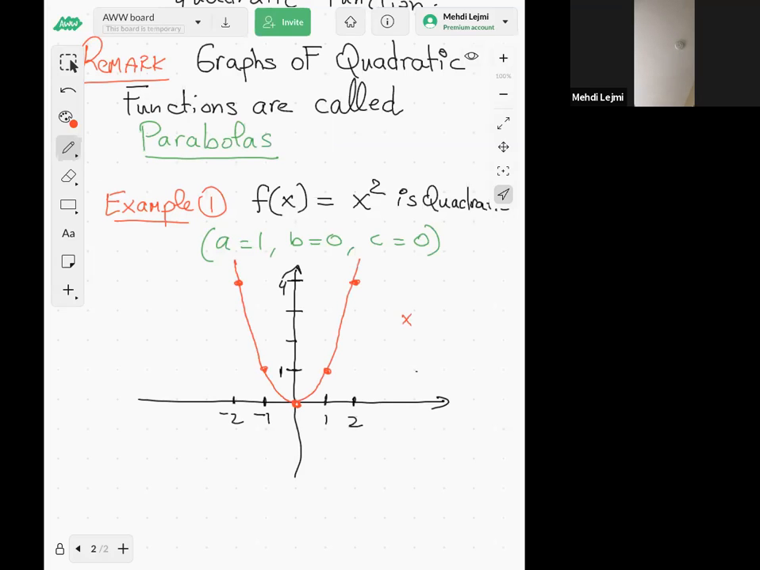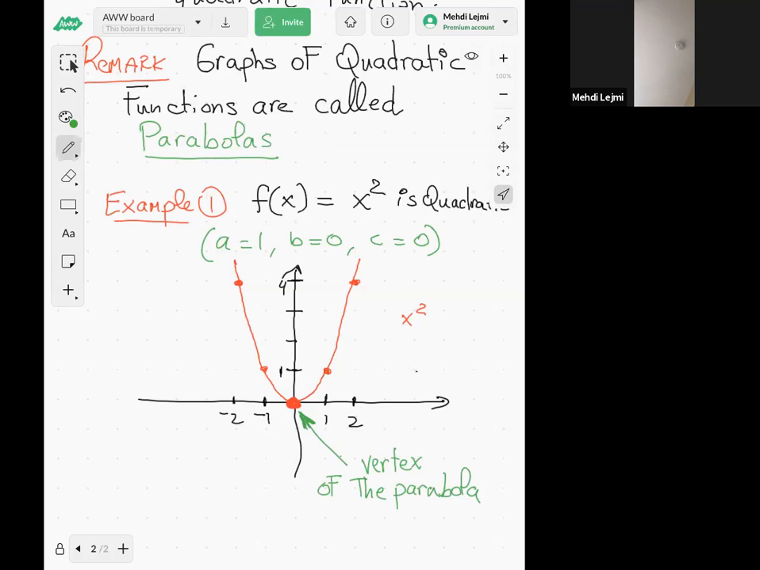It's a parabola, right? Now, if we take a close look at this graph, first you see there's this special point here. This point is called the vertex. This is the vertex of the parabola.